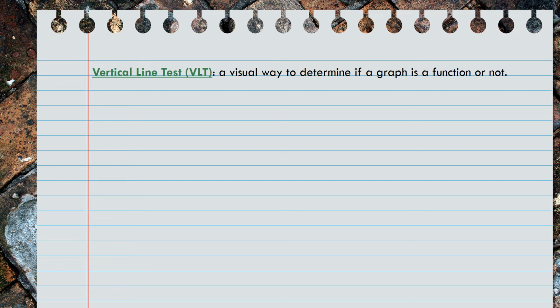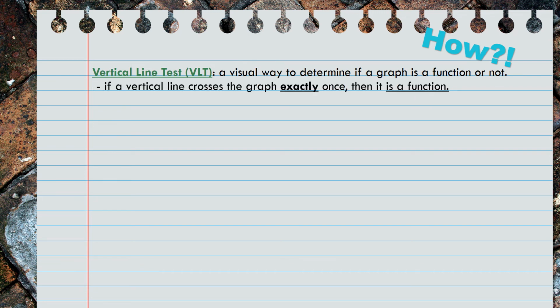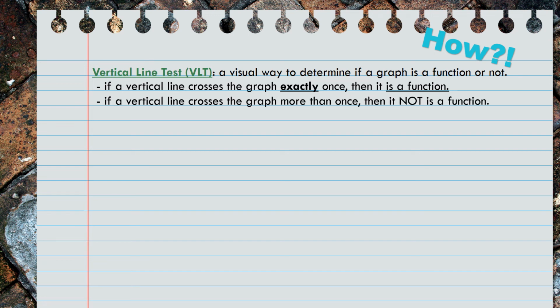Next, we're going to talk about the vertical line test, also known as the VLT. This is a visual way to determine if a graph is a function or not. Well, how do we do that? Good question. If a vertical line crosses the graph exactly once, then it is a function. If a vertical line crosses the graph more than once, then it is not a function. Now, if you sometimes forget what's vertical and what's horizontal, I suggest you draw a vertical line beside the name of this test. A vertical line goes up and down.